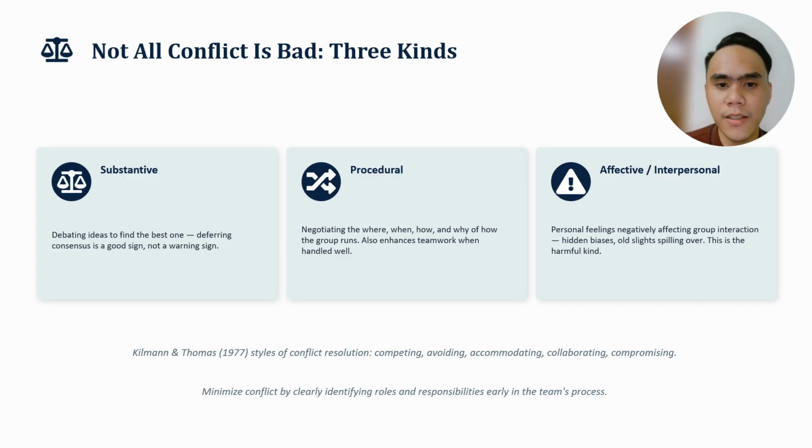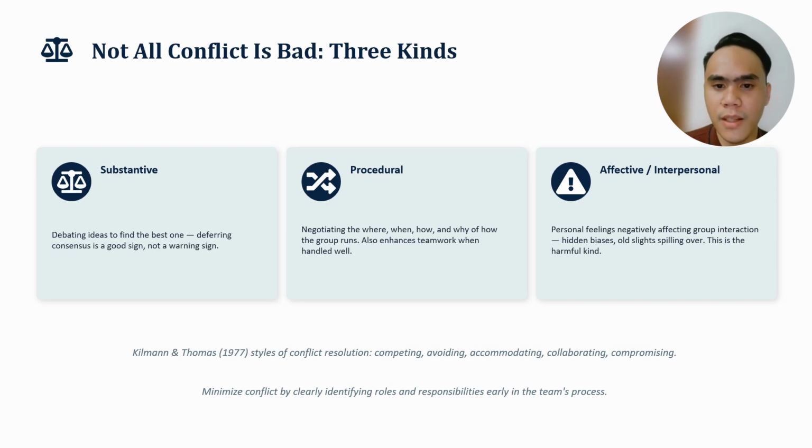Substantive conflict is about actively debating ideas and content to reach the best possible answer. We'll see in the next slide that deliberately differing from consensus is actually not a red flag. Procedural conflict is about negotiating how the group itself runs, like the where, when, how, and why of the team's own process. And these two can enhance teamwork when handled well, because they force clarity about how the team will operate.